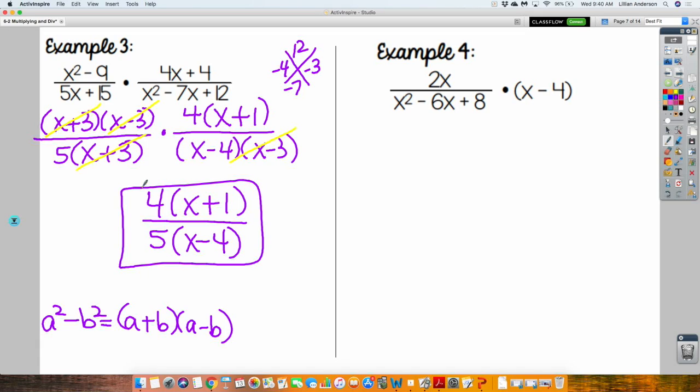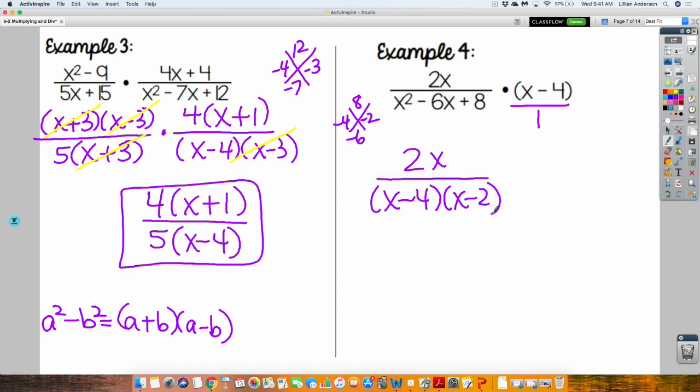Now this last one, okay? Now remember, these are fractions that I'm multiplying. How could I rewrite this x minus 4? I can put it over 1. Turn this into a fraction. And now let's factor. Can I factor 2x? There's nothing I can do with 2x. But I can factor that bottom. I do the x, 8 on top, negative 6 on the bottom, negative 4 and negative 2. So that's x minus 4, x minus 2.